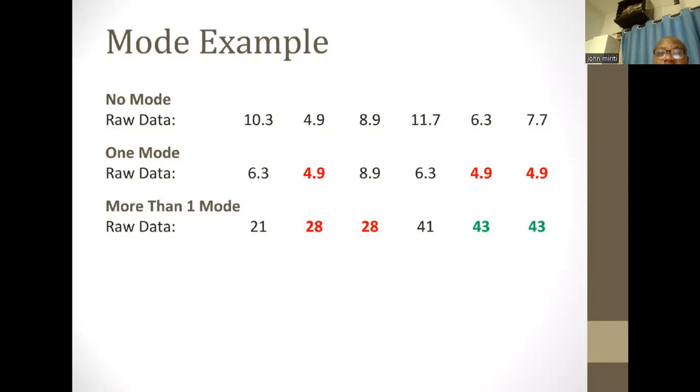Then we have the third set of data: 21, 28, 28, 41, 43, 43. You will realize that in this set of data, 28 and 43 are appearing twice. So in this case, we say that this set of data has 2 modes.